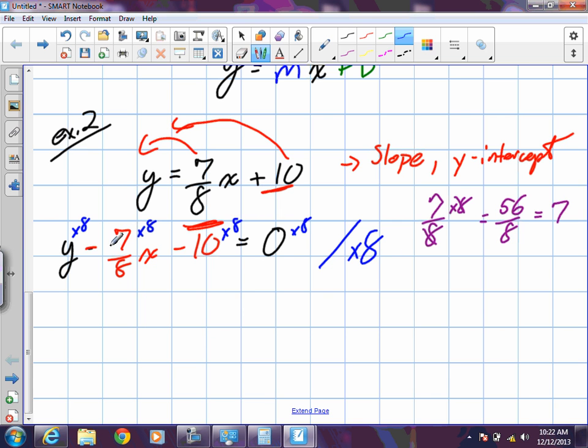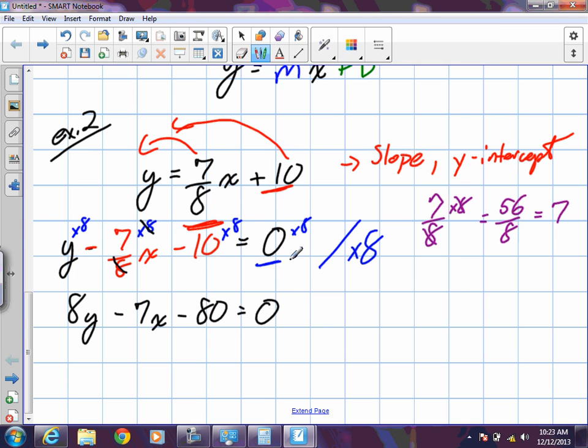So when we do this, what is 8 times y? Negative 7 over 8x times 8. Negative 7x. The x still stays. Remember, the 8s just cancel out. Negative 10 times 8. And 0 times 8. And that's the trick here, is that once we have it equal to 0, we can multiply or divide this value by anything, and it'll always stay 0.